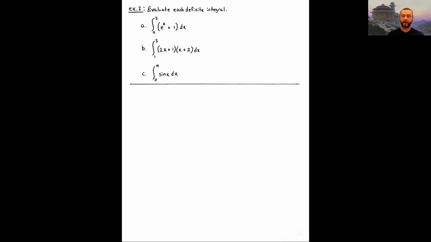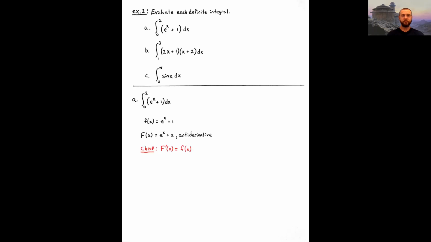All right, welcome back. Some of these are simpler than others through the various parts. For part A, the antiderivative is very straightforward, just some basic functions. So here our function f of x, little f, is e to the x plus 1. We can just find an antiderivative term by term. So an antiderivative for e to the x is itself, an antiderivative for 1 is x.